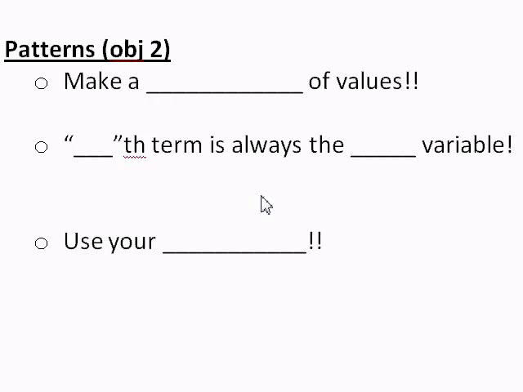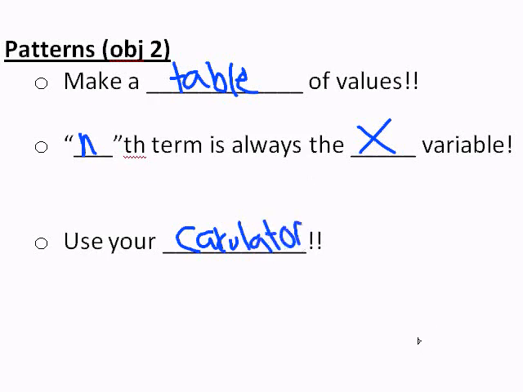Hello, back. Today we're going to be talking about patterns, which is Objective 2, and later on we'll be looking at Objective 3. Now, when we're working with patterns, the first thing you want to do is make a table of values. The nth term is always the x variable, and we're going to use our calculator to help us solve these problems.